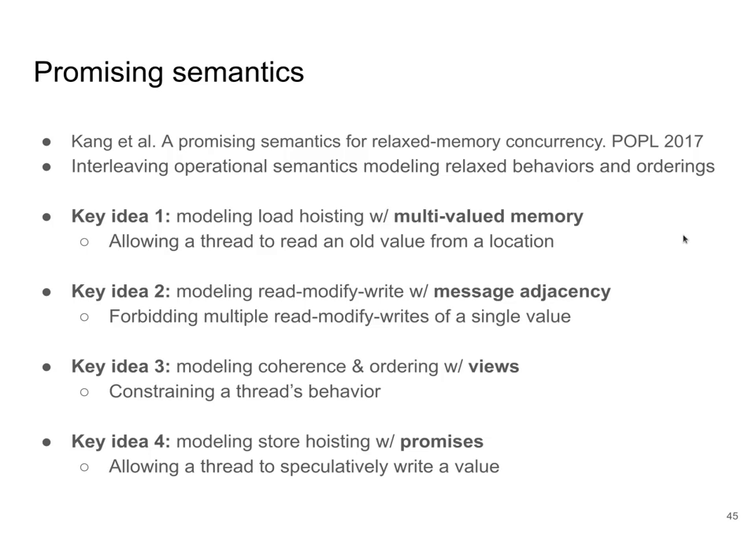So overall, these four ideas are forming a single semantics that is called promising semantics, and it will precisely describe what is allowed and what is disallowed in a concurrent program. So which behavior is allowed and which behavior is disallowed is defined by this promising semantics.